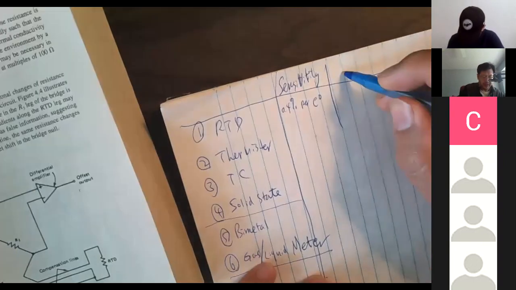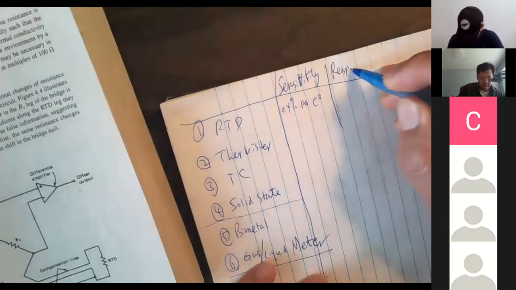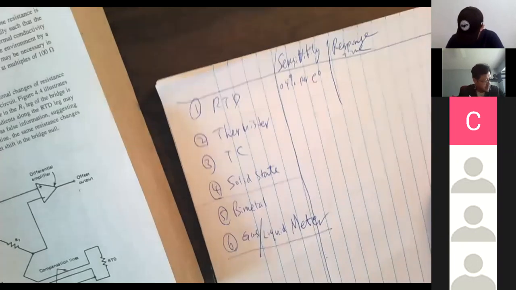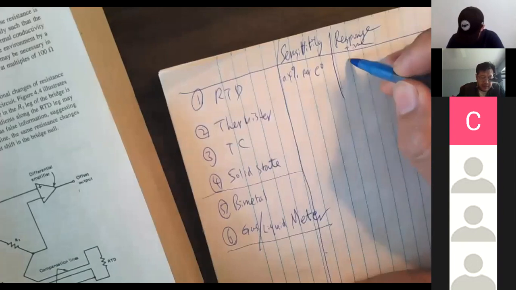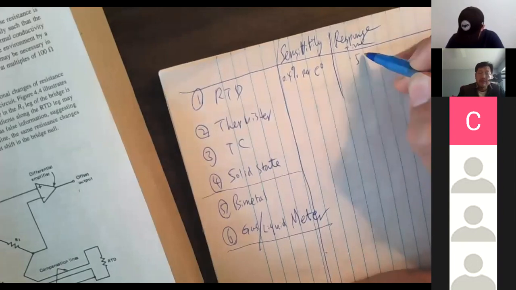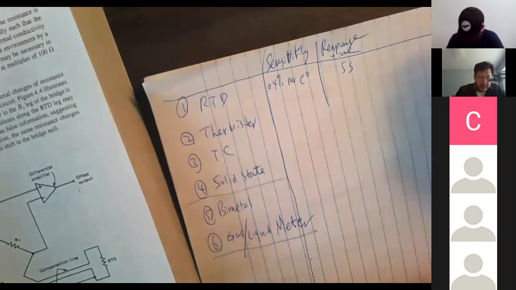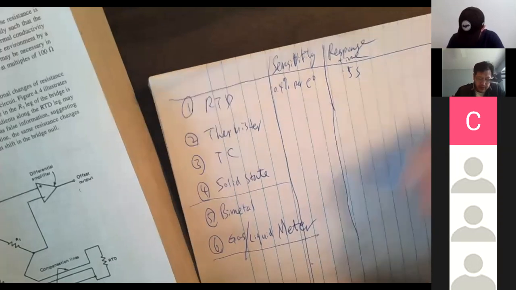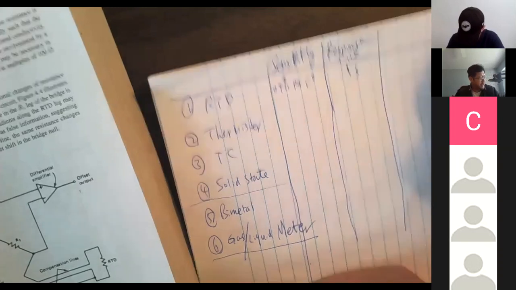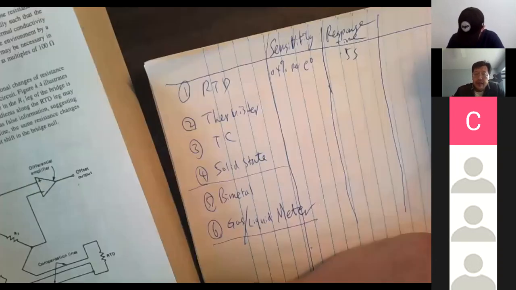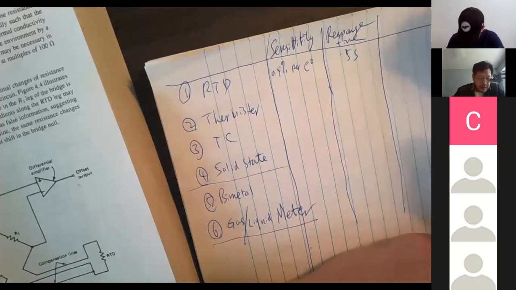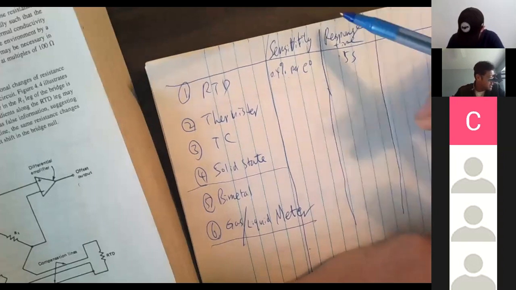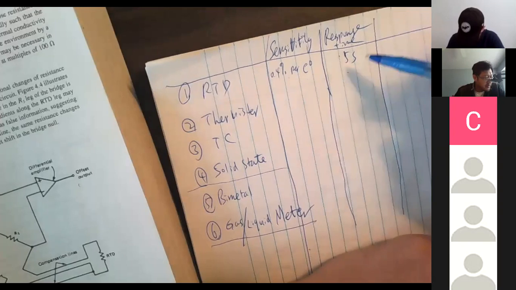Second is the response time. How fast is the response? It's a couple of seconds, like 5 seconds or 1 second. If you want to get an accurate reading from this type of sensor, you'll probably have to wait 5 seconds or more for the sensor to stabilize. So sensitivity is 0.5% per degree of change, and response time is about a couple of seconds.